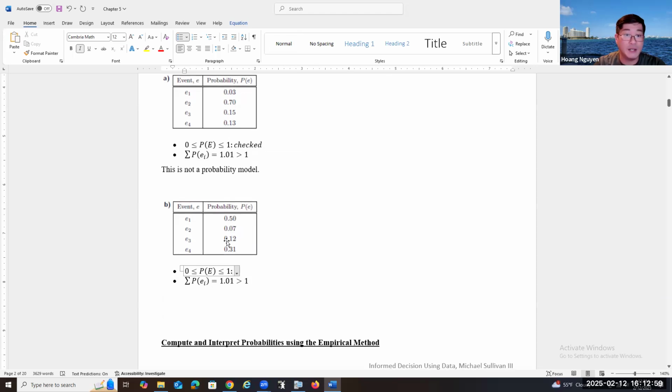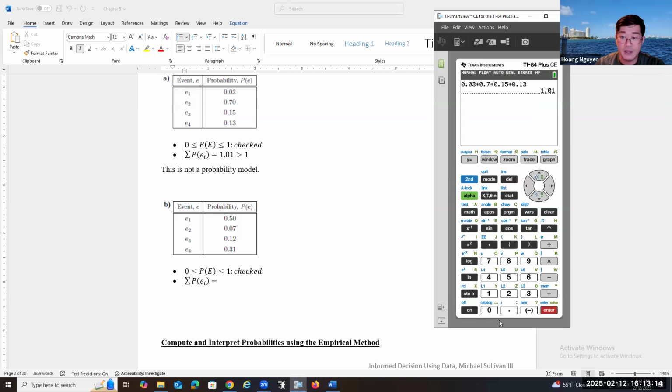0.07 is between 0 and 1. Yeah. Now 0.12 is between 0 and 1. 0.31 is between 0 and 1. So that's good. So this is check. Now how about the second condition? Do they sum up to 1? Yes or no? Let's double check then.